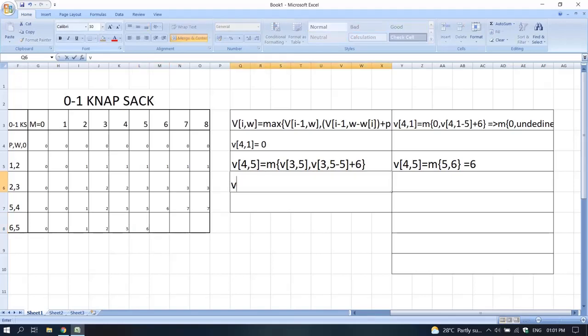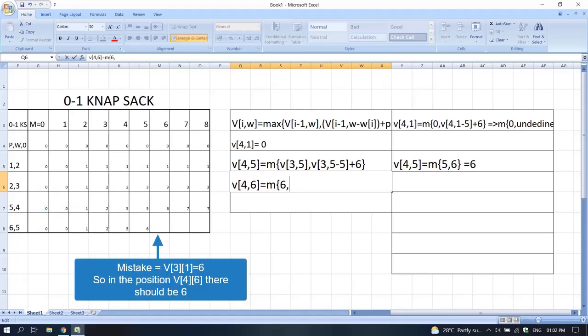Now V[4, 6]. This is the max of V[3, 6], and V[3, 6 minus 5] plus 6. V[3, 6] is 6. And V[3, 1] is 1, plus 6 is 7. So the answer is going to be 7. So we will put 7 over here.